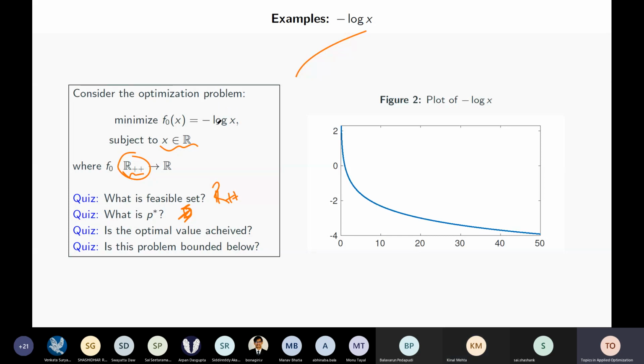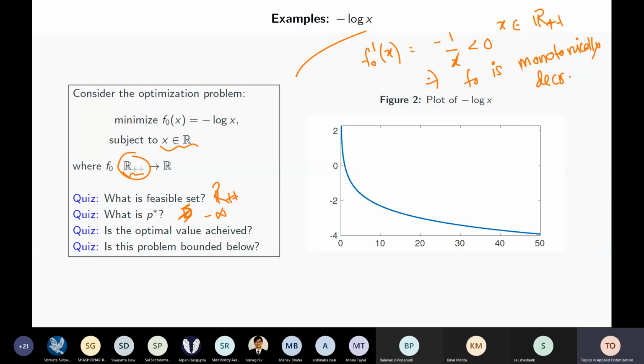Because this is monotonically decreasing. If we do f prime x, this is minus 1 over x. And since x is in R plus plus, this is guaranteed to be negative, because x is guaranteed to be positive. This implies that f naught is strictly monotonically decreasing, so it will never stop. It means that this is going to minus infinity.